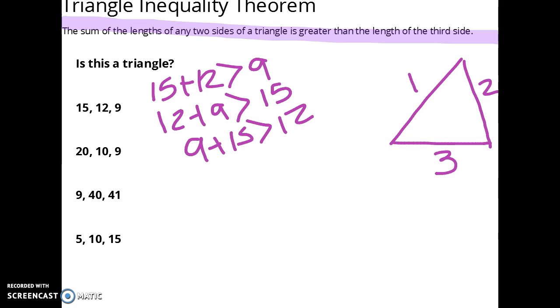Looking at the other three potential triangles, is there any one that will not be a triangle? Why don't you hit pause and determine which one will not be a triangle?